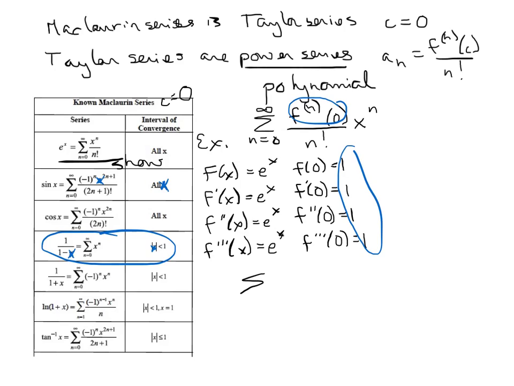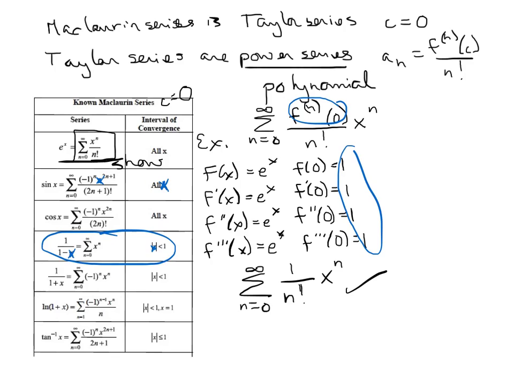So if I plug that into the sum, 1 over n factorial times x to the n. Done. You can see that's what e to the x is for a Maclaurin series up there. Right, so that's how Taylor series works. That's how all of these were developed, by taking derivatives.